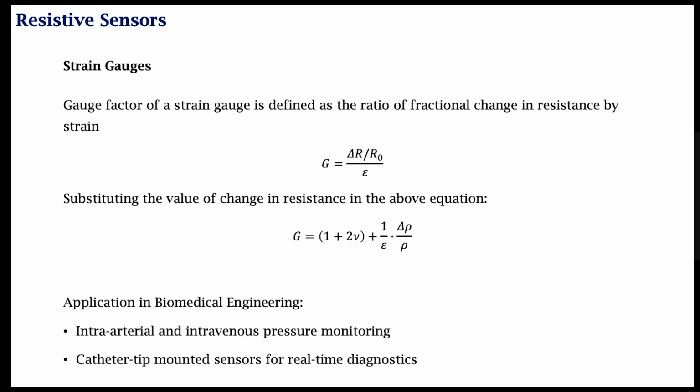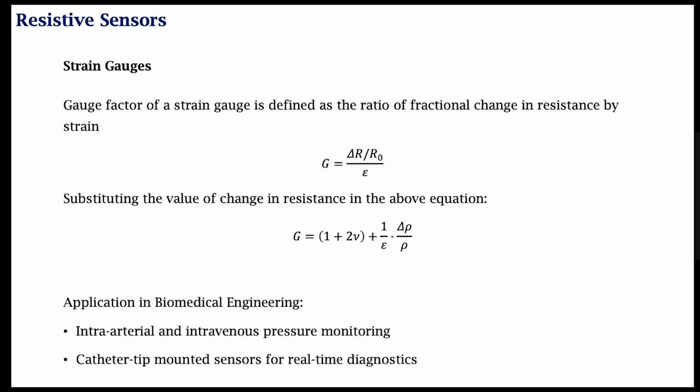Comparable, not exactly the same. This is essentially the change in the resistance by the original resistance divided by the strain. Now substitute the value of delta R from the previous slide into this equation. You will find out that gauge factor is essentially a function of the strain and the change in the resistivity by the original resistivity and the Poisson's ratio.